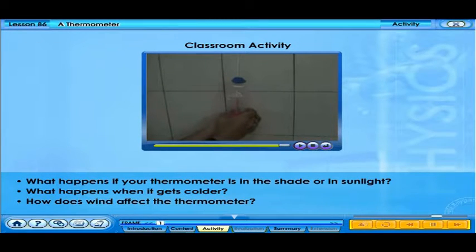What happens if your thermometer is in the shade or in sunlight? What happens when it gets colder? How does wind affect the thermometer?